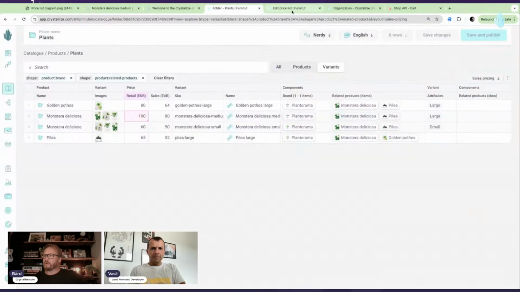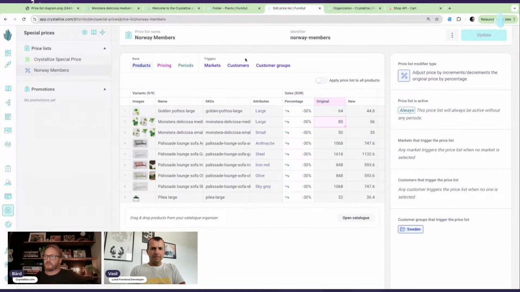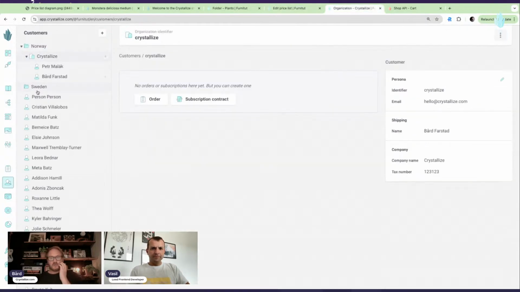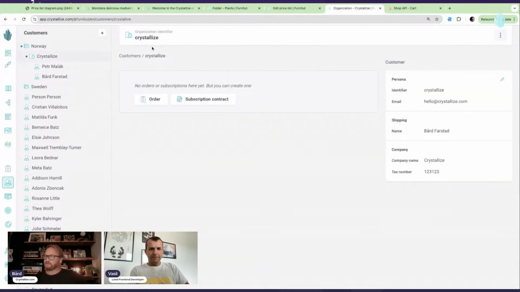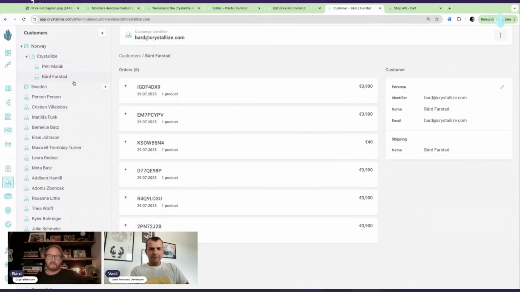And if we want to see that in action, what can we do? Well, Norway members, let's first take a look at our users, right? So we have here a bunch of customers, test data generated, of course, and here we have a customer group called Norway. We have a company organization called Crystallize, and we have Peter and Bård as customers under this organization. Okay. So implicitly, I'm part of the organization Crystallize, and I'm part of Norway as a market.